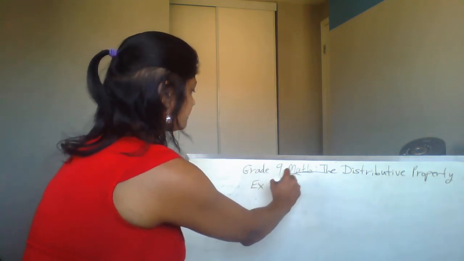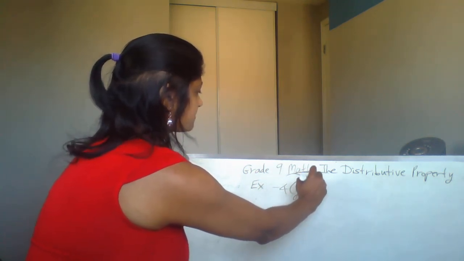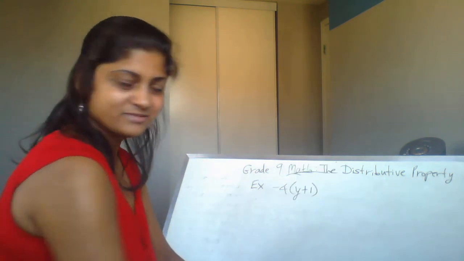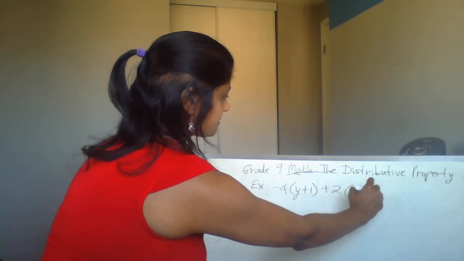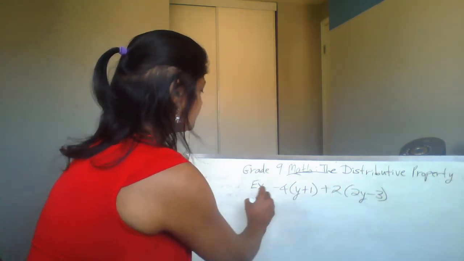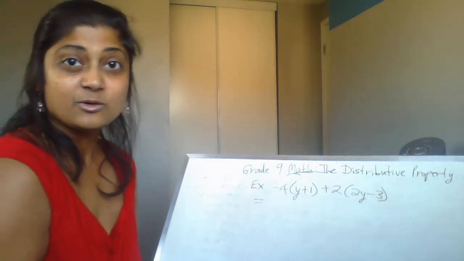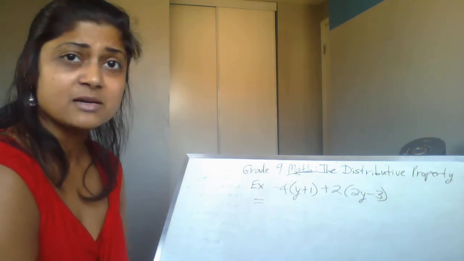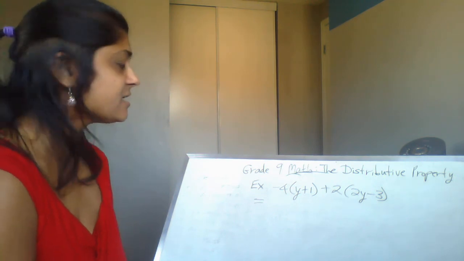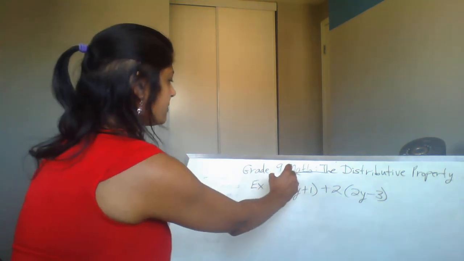Let's try this one. So I have negative 4 times y plus 1, and then we're going to add that to 2 times 2y minus 3. So at this point you should have a good grasp of the concept, because the last example was also really good. And this one is very similar. So let's open up the brackets here.